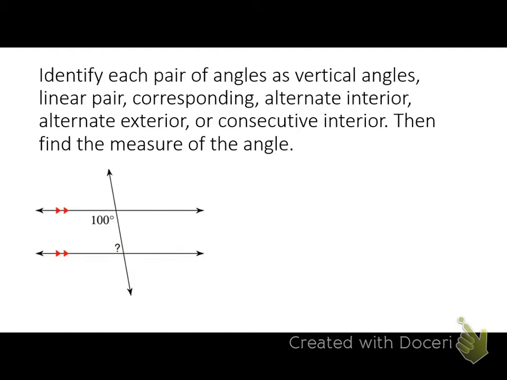Correct. So you have to write the second word. But also the measure's wrong. Correct. Aramis, you are correct. Well, the measure I think is wrong. Consecutive interior, what do we know about those measures? They add up to 180. So 180 minus 100 is 80. So these are consecutive interior, and the missing angle was 80.